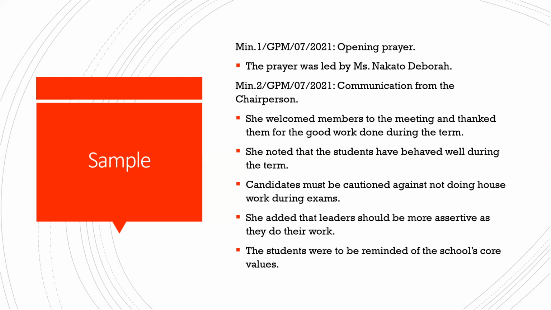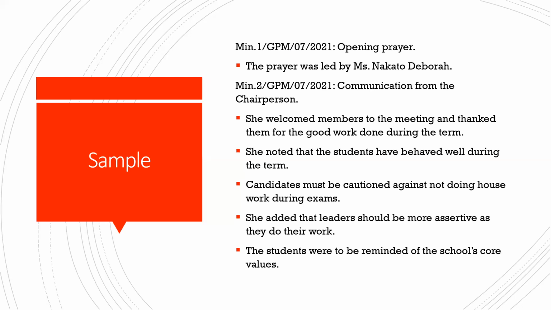Okay, so like we see here, our agenda said number one, the item was opening prayer. So you begin by using abbreviations. Minute is abbreviated into min one, that is minute number one, stroke. Now, depending on the type of minute, that is why we said that the type is very important when you are writing your title. So here it's a general prefect's meeting. That is why we have put GPM. If it's a class meeting, then you can put CM. If it's a club meeting, it can also be CM.